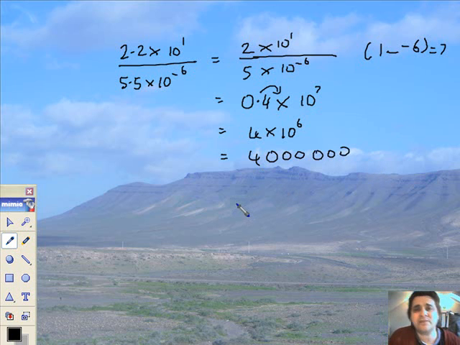4 million. Wouldn't it be nice if it was pounds? We can all share it and have a party. Right, so there you go, 4 million. That is that. What's next? Can't be bothered with you.